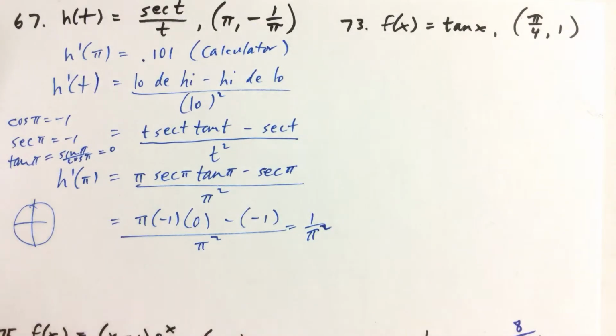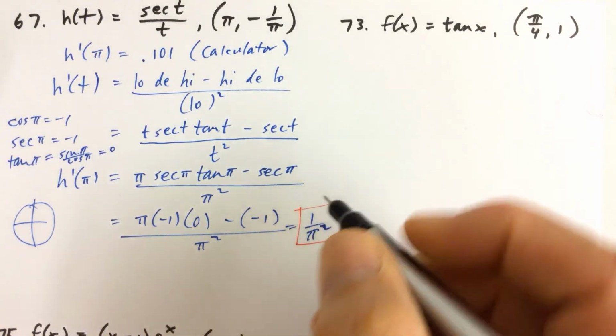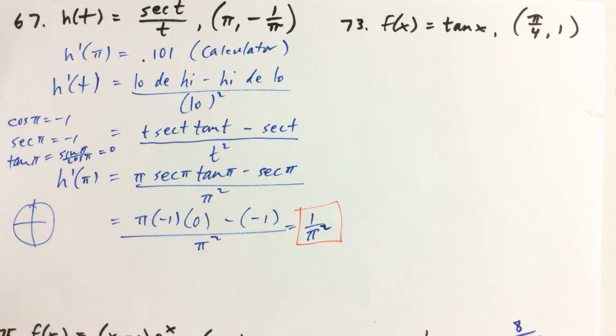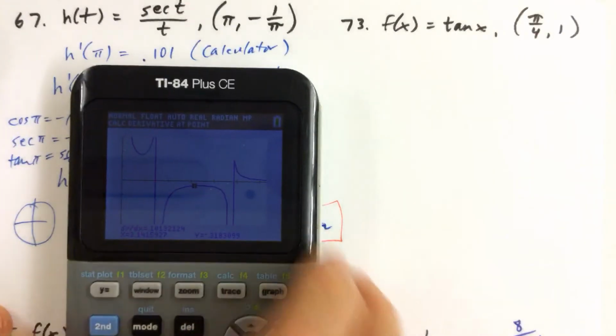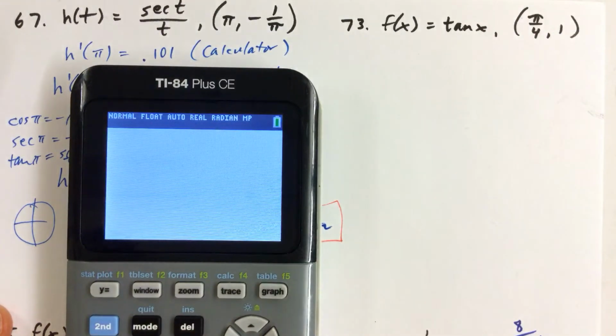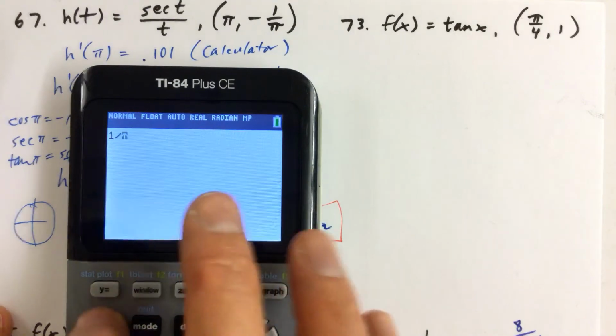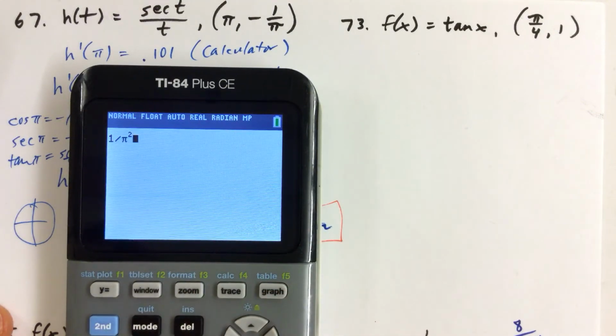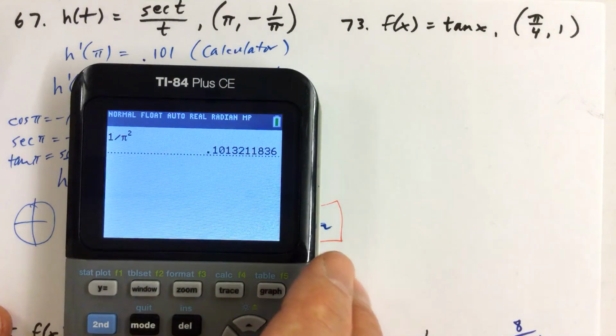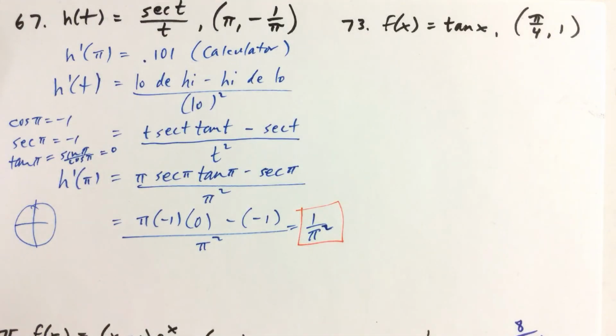So 1 over pi squared, we are hoping that 1 over pi squared is equal to 0.101. So let's check that out and make sure. So 1 divided by pi squared equals 0.101. So there we go. So we are confident that that is the right answer. That's it.